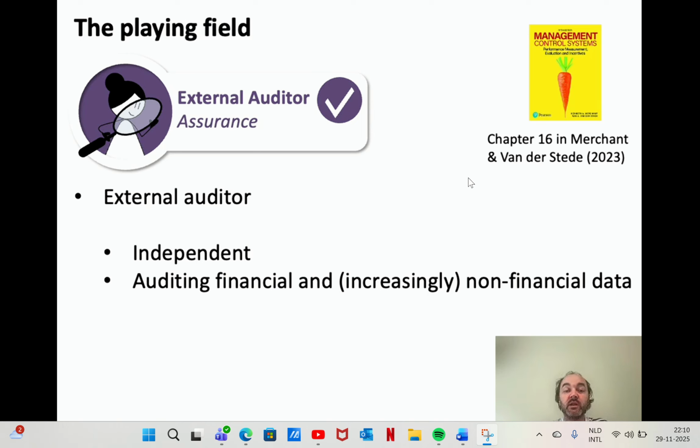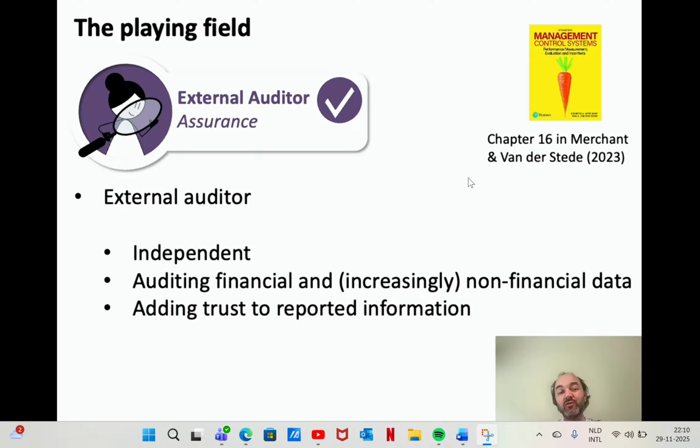So what is the board or gender diversity in senior positions? And what they do is they provide some level of assurance related to the information that's reported. So you could say they add trust to that reported information so that it's more trustworthy, the information that is reported by a firm. That's the external auditor.